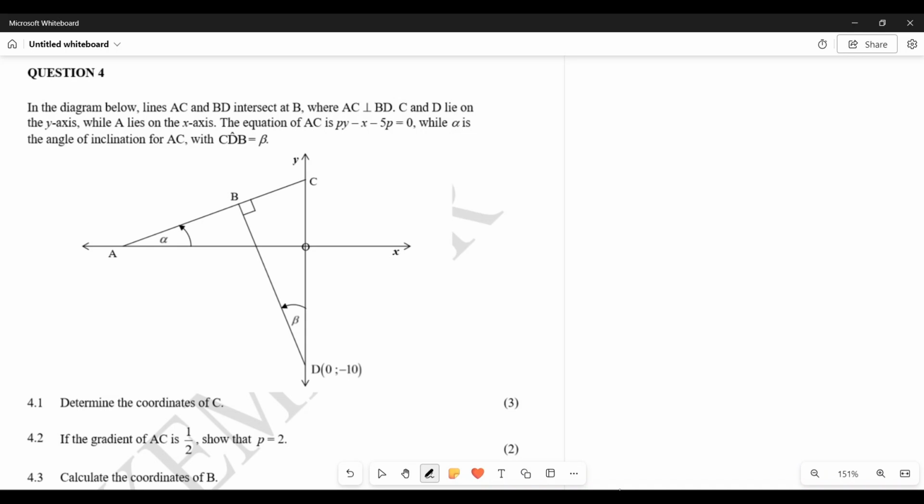So in this video, we're going to be going through the question paper from the November 2023 paper 2, grade 11 maths. Now, we're going to be doing question 4. Question 4 is an integration of analytical geometry with some bit of Euclidean geometry, right?